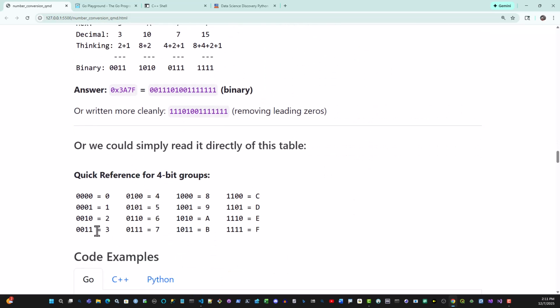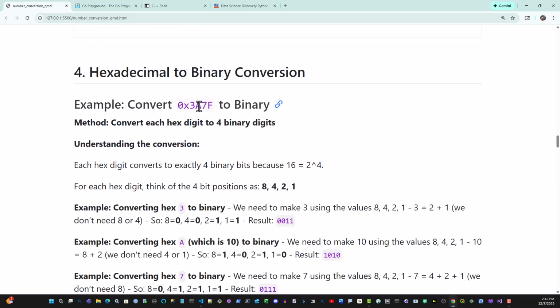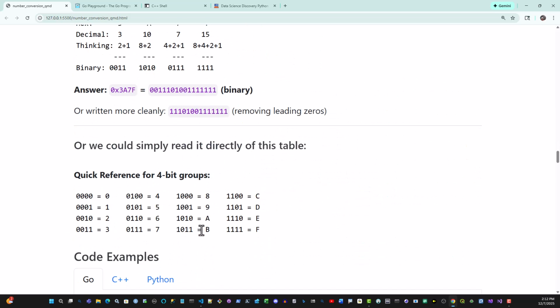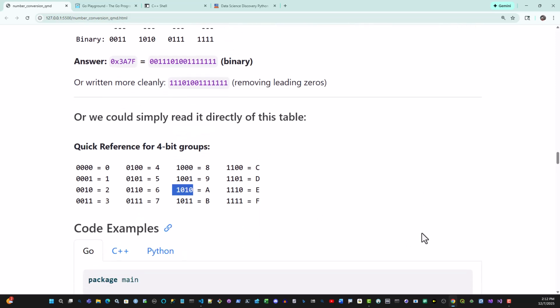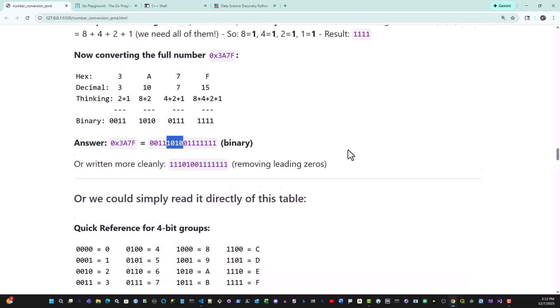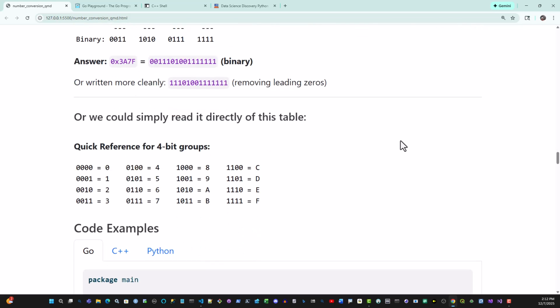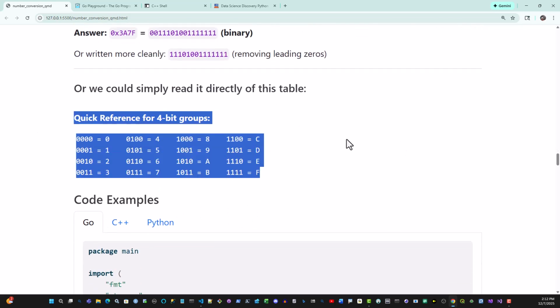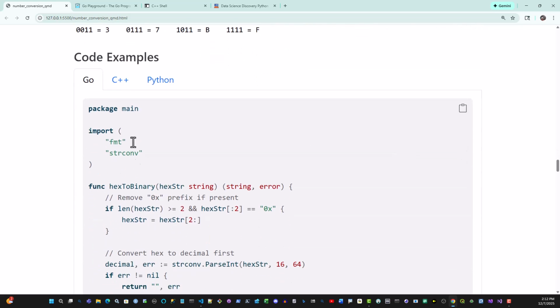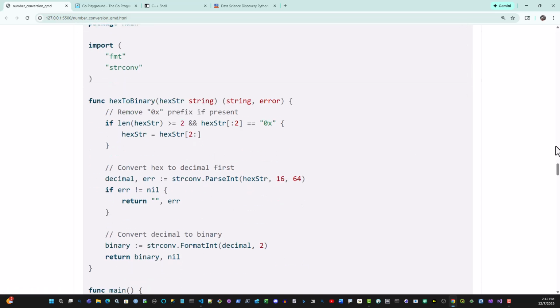So what is a 3? It's this one. The next one is an A. So what is the 10? Well, that's this one, and so forth and so on. So when you do that, there is your answer right there. So here's your 3. Here is your 10. You get the idea. You can study up on this, but I just want to point that out. So you can simply use these tables if you want to look it up. Here are the Python, Go and C++ examples for that one.